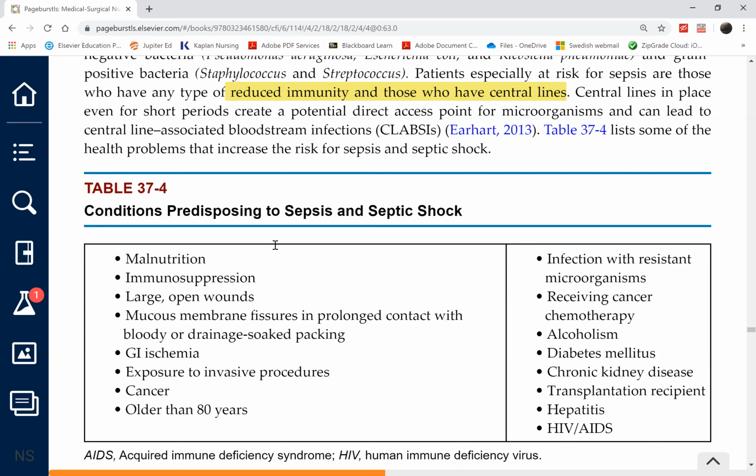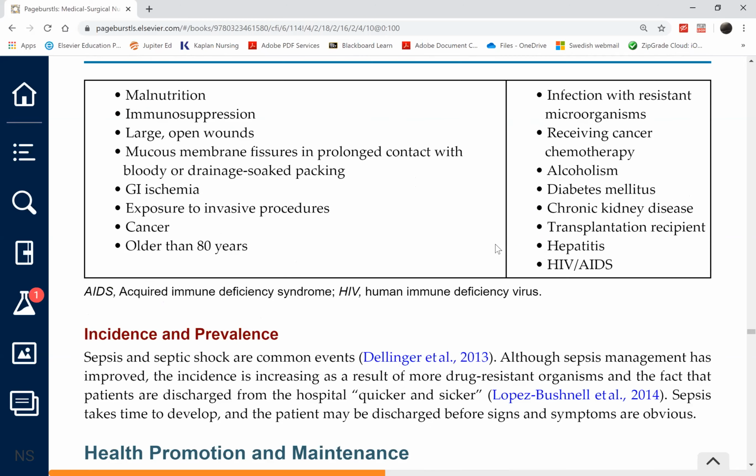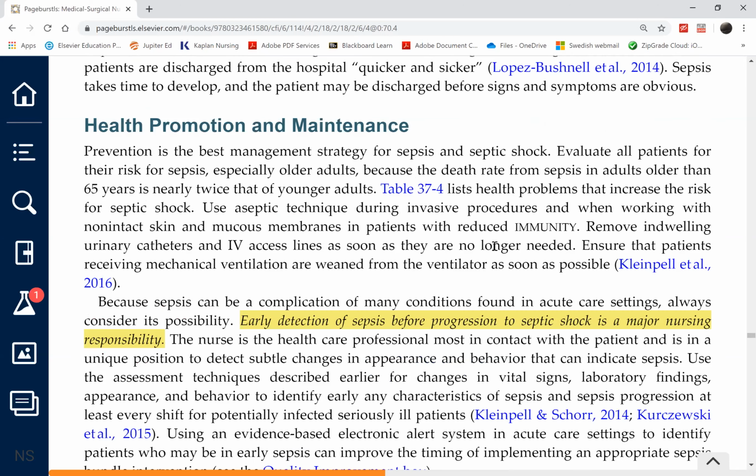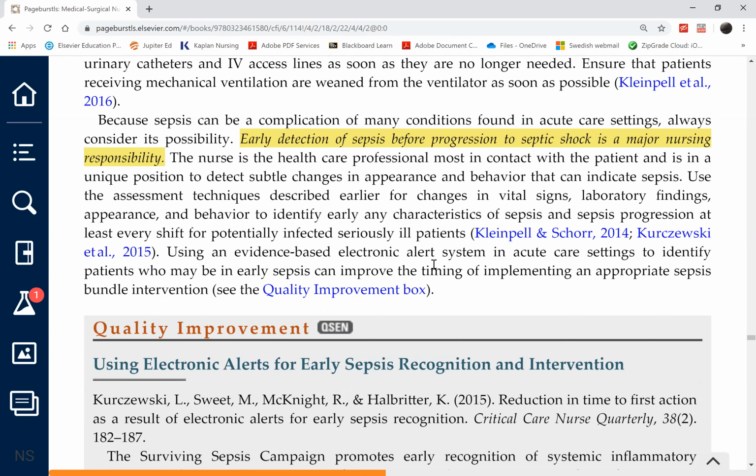They specified here, especially those not only with reduced immunity, but who have central lines. Okay, they have an invasive line here, which is high risk for bacterial growth. So this is a big source of infection. Another is Foley catheters. They go uroseptic from those. So again, prevention is very important. So here, early detection is best in order to prevent septic shock rather than dealing with it.